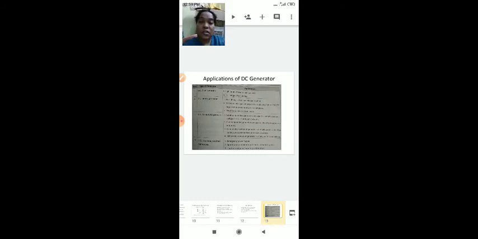Next are DC separately excited generators. These are used for emergency power supply, mainly in hospitals, operation theaters, and some other very important cases. Uninterrupted power supply is necessary in these cases. At those times, this emergency power supply is needed, and separately excited DC generators are used. Speed control of generators in the Ward Leonard system also uses separately excited generators.